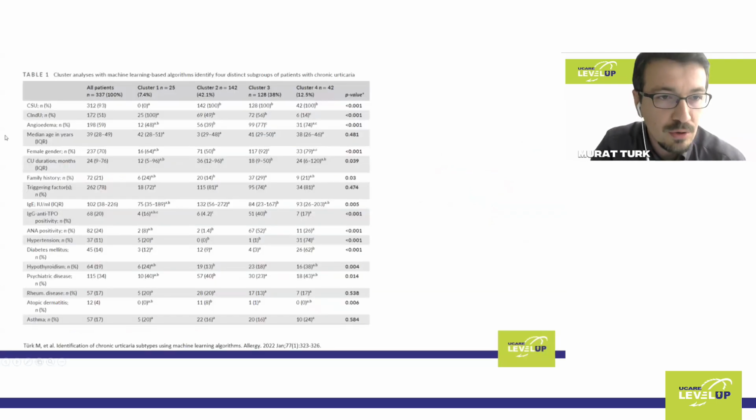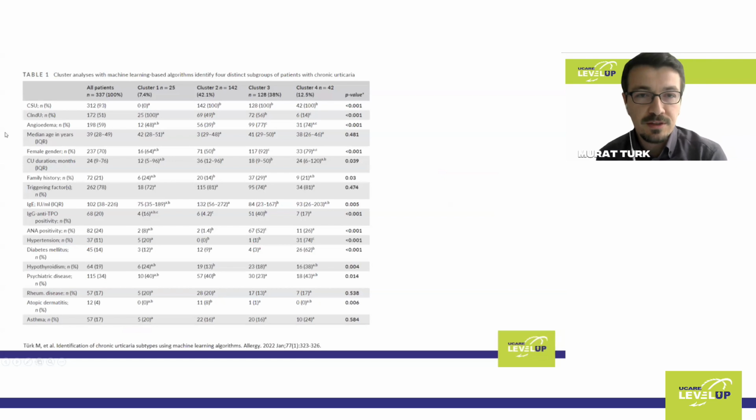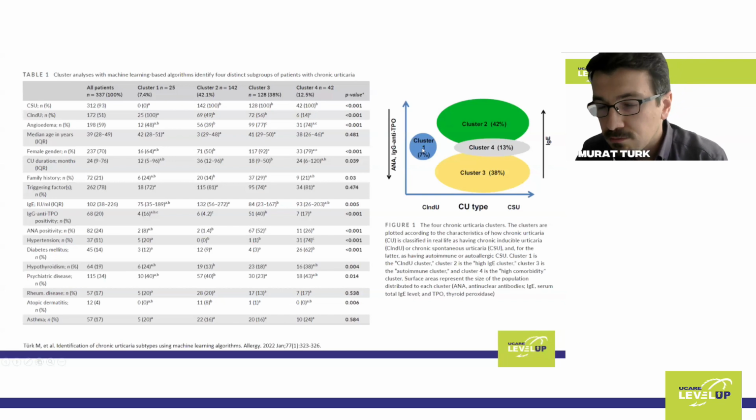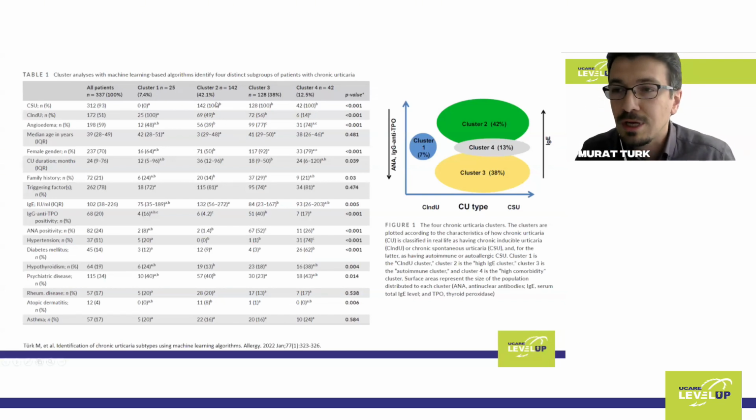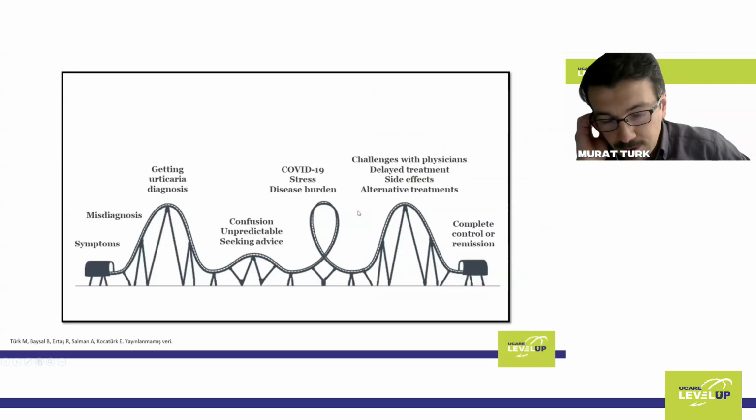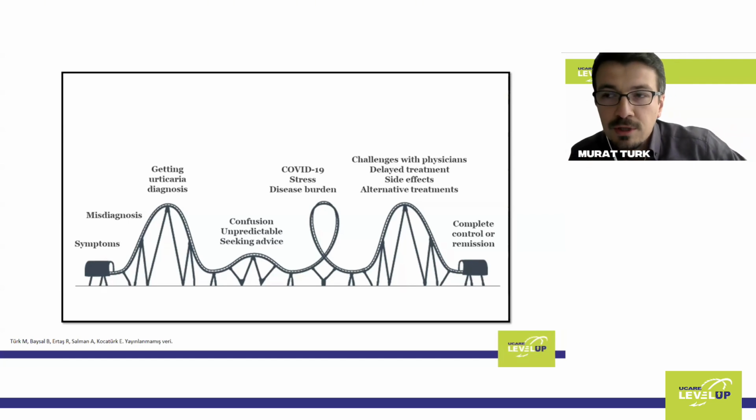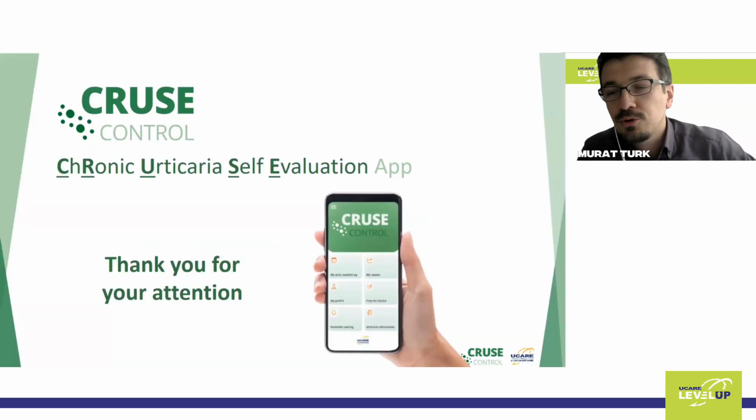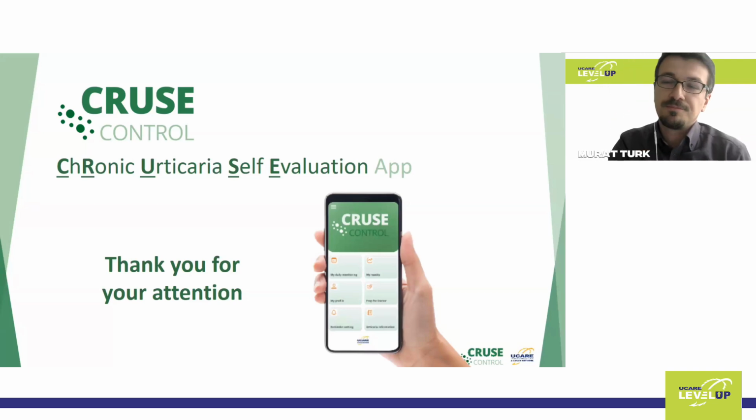We did that a couple of years ago with the help of our friends from Charité, and we found 4 different clusters. Cluster 1 was the CINDU. Cluster 2 seems to be the autoallergic one. Cluster 3 seems to be the autoimmune one, and the last one was the one with high other concomitant diseases. So my last presentation: chronic urticaria is a journey for our patients. We need to control their disease completely. So we need some tools to measure their disease control, disease activity and quality of life. So I recommend you all to use the CRUISE application.